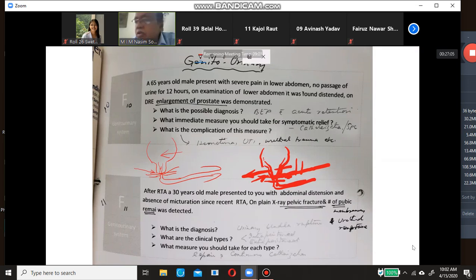Are you there or not? Yes, sir. So bladder injury will be there, and bladder injury may be of two types. One is extraperitoneal, another is intraperitoneal.